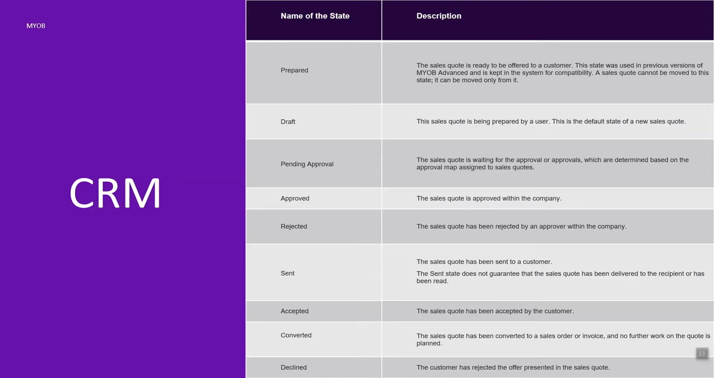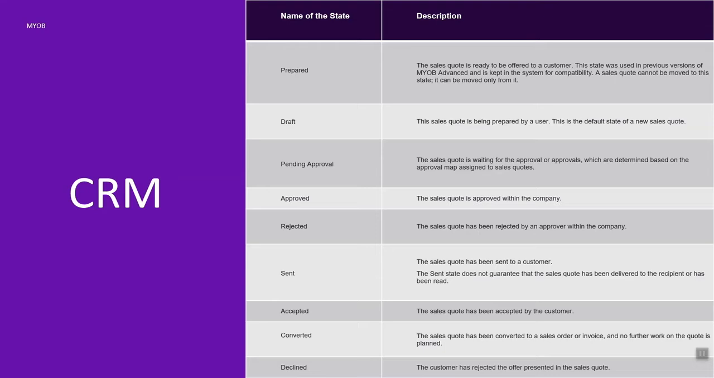Draft. The sales quote is being prepared by a user. Pending approval. The sales quote is waiting for approval. Approved. The sales quote has already been approved within the company. Rejected. The sales quote has been rejected by an approver. Sent. The sales quote has been sent to the customer.